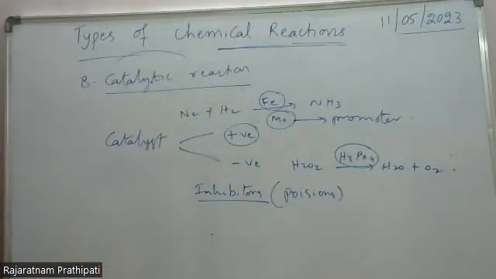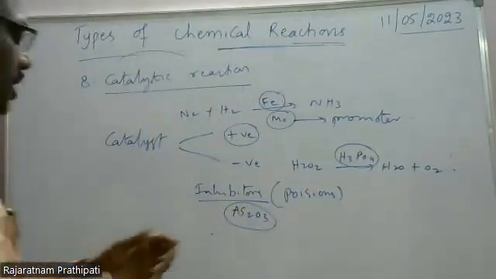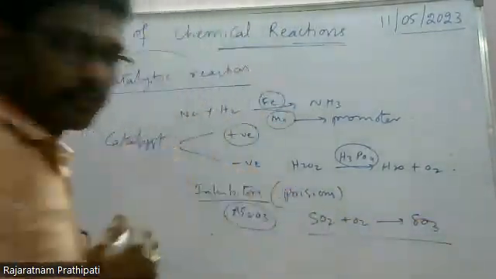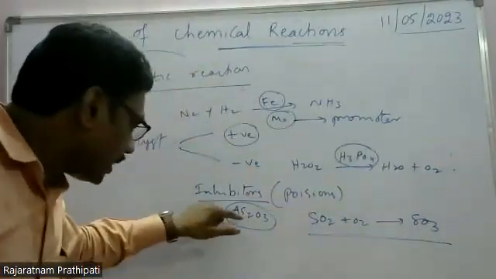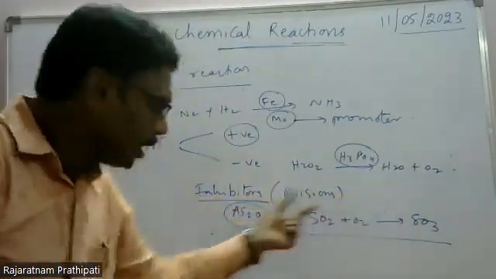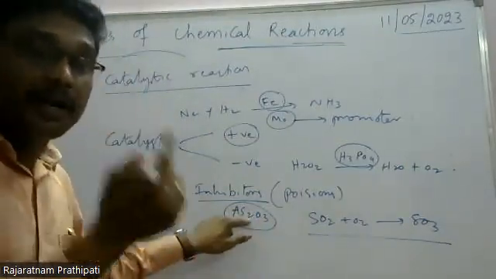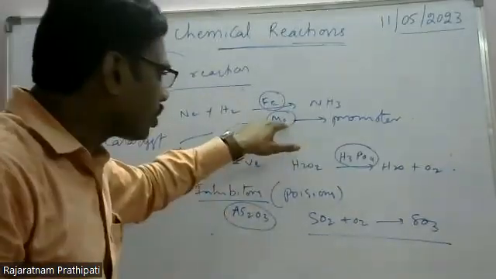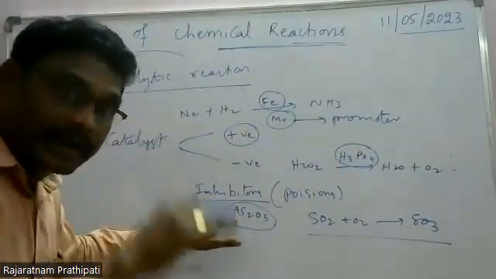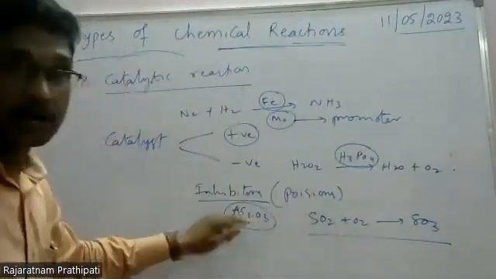Inhibitor or poison, for example arsenic oxide. In the preparation of sulfur trioxide, SO2 plus O2 gives SO3. In this reaction, As2O3, vanadium pentoxide and asbestos are the promoters. In the presence of arsenic oxide, the ability of the catalyst decreases. A promoter enhances the ability of the catalyst. An inhibitor decreases the ability of the catalyst. These are also called poisons.